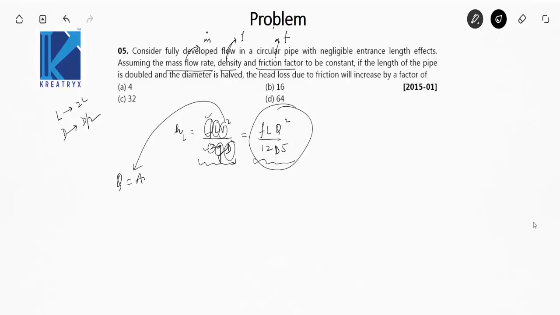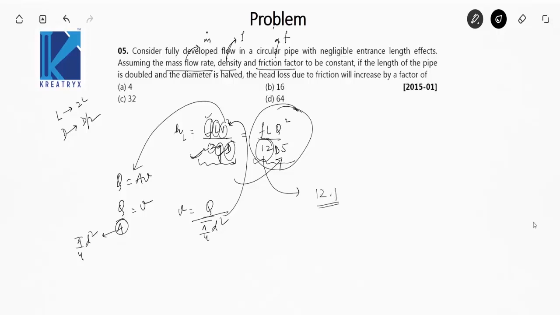How? Q is equal to AV, so Q by A is equal to V. So velocity will depend on D because area is equal to pi by 4 D square. This equation is actually derived by putting the velocity equal to Q by pi by 4 D square in this first equation. When you put V is equal to Q by pi by 4 D square in the first equation, you will get this equation only. The only difference is that this constant is actually 12.1, so approximately we take this constant as 12. So this equation is actually derived from the first equation.